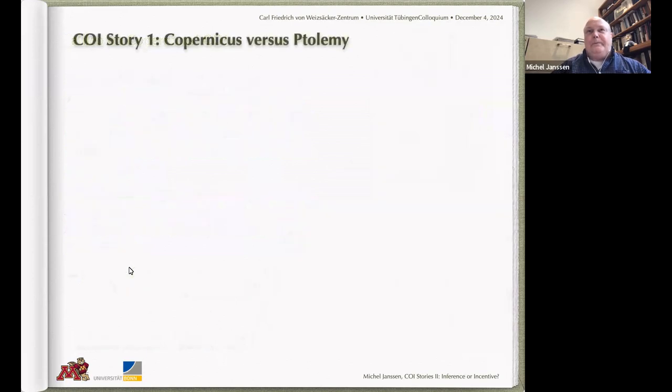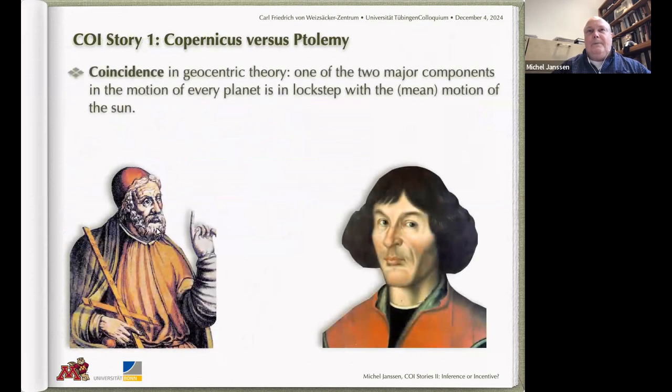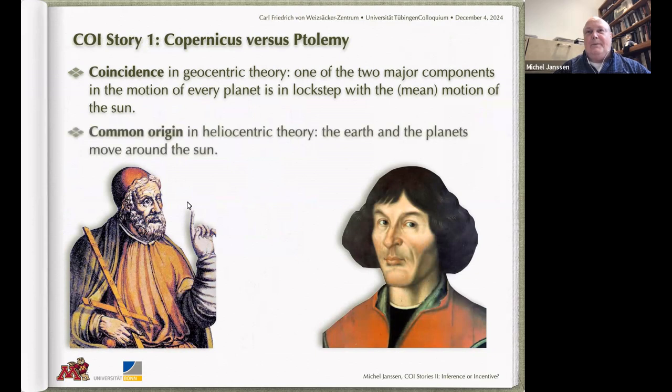All right. So to sum up the coincidence, two of the major components are in lockstep, the common origin: Earth and planets move around the sun. Now the question is, is this an inference or an incentive? Now I would say, pace Galileo, this has got to be just an incentive.